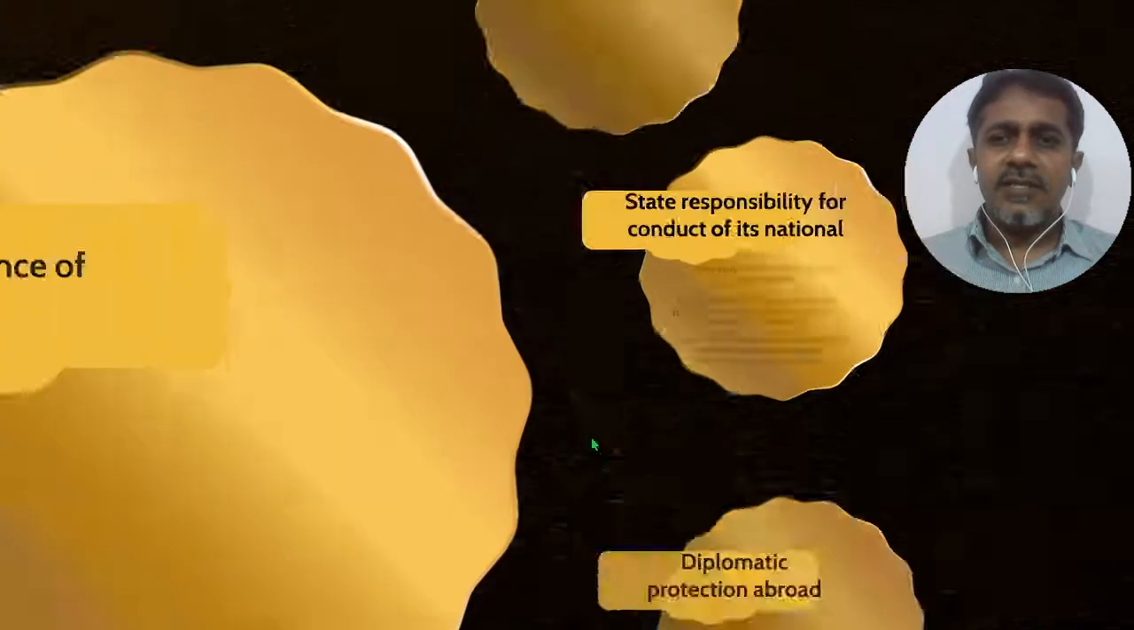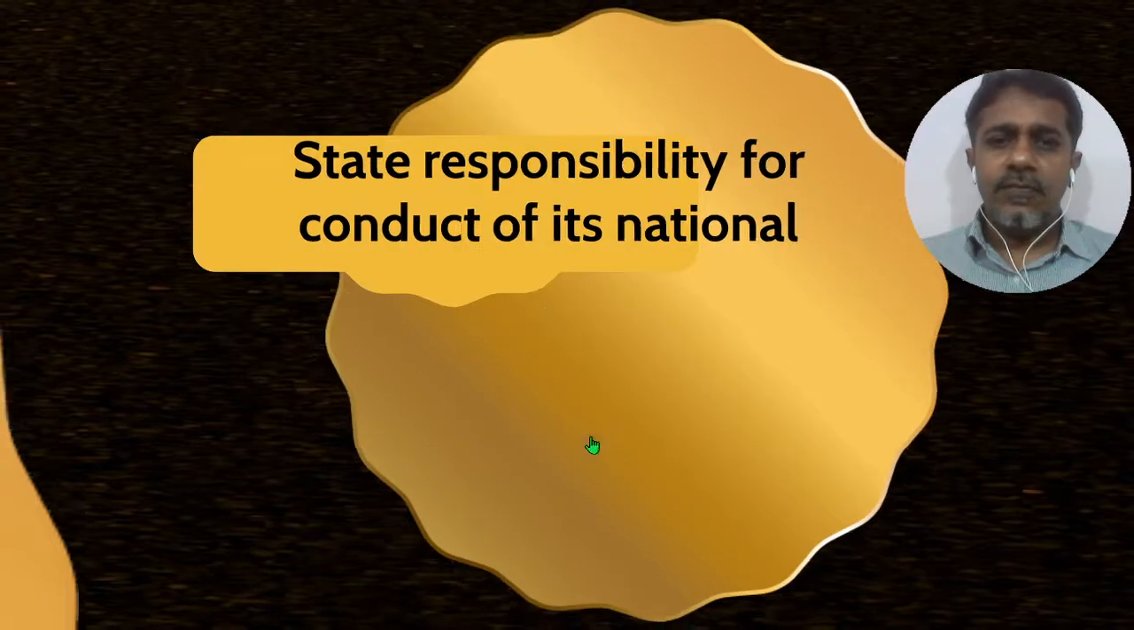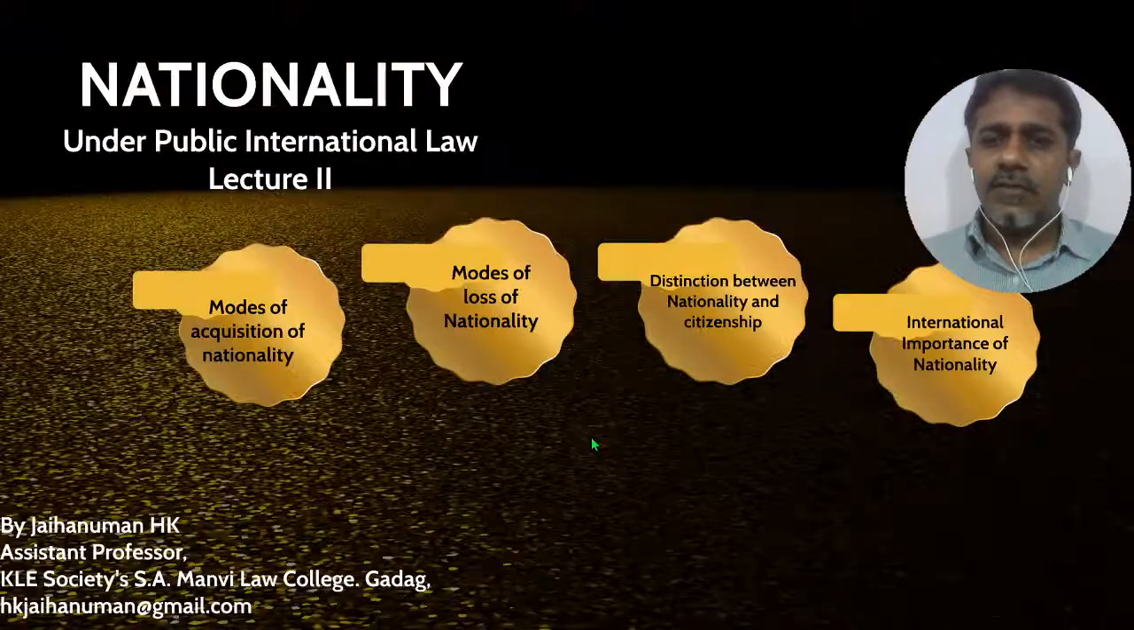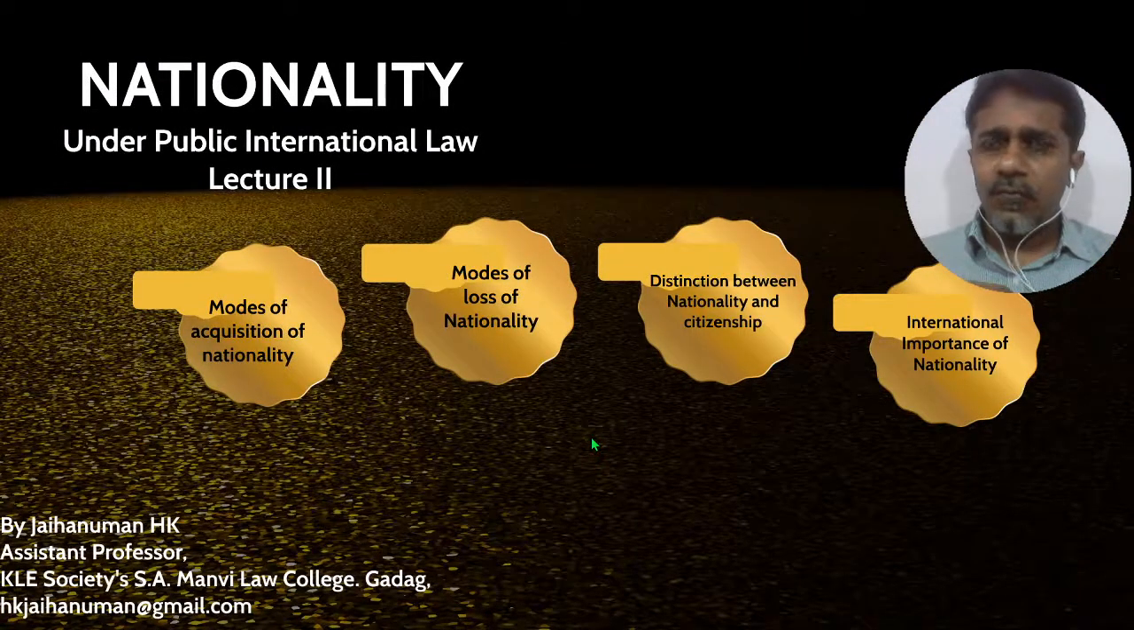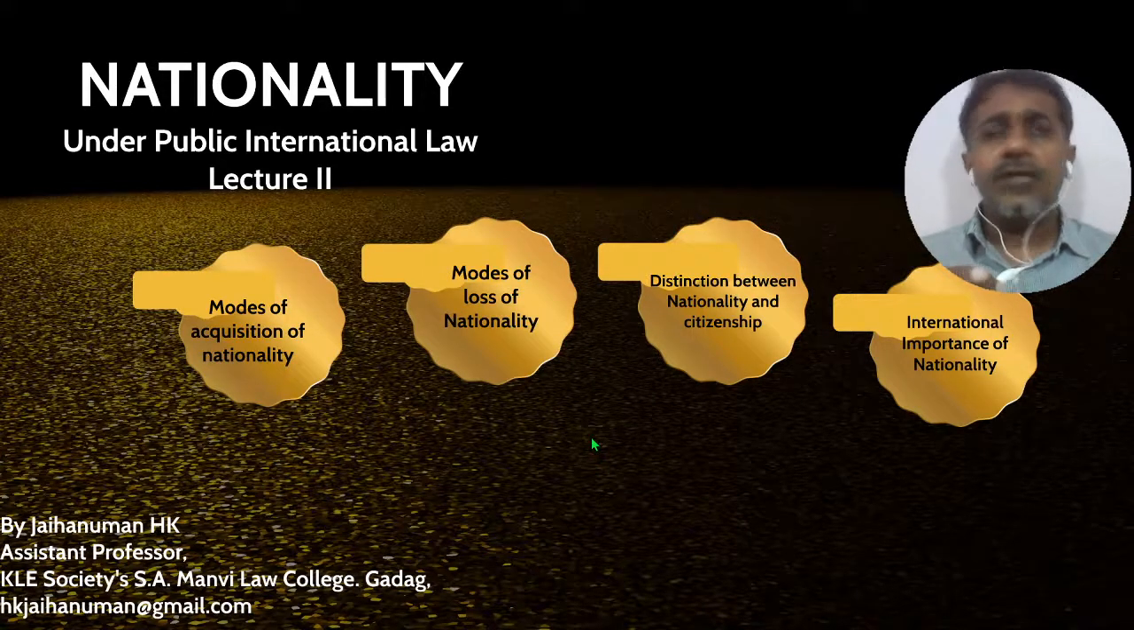What we discussed are these few things. First one is the modes of acquisition of nationality. We discussed five modes. First one is by birth, then by naturalization, by legitimation, by conquest or subjugation of the territory, and by application and grant of nationality we can acquire it. Loss can be through release, or through renunciation, or through deprivation.